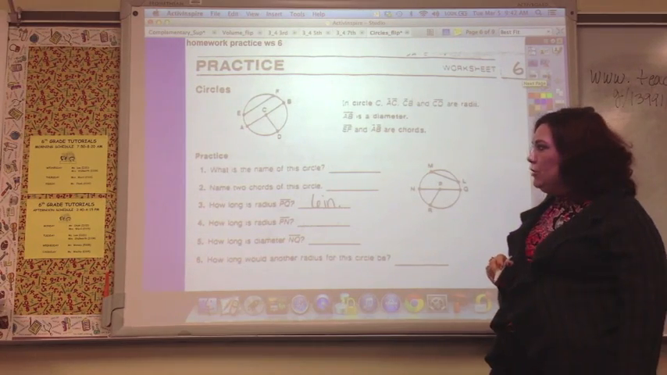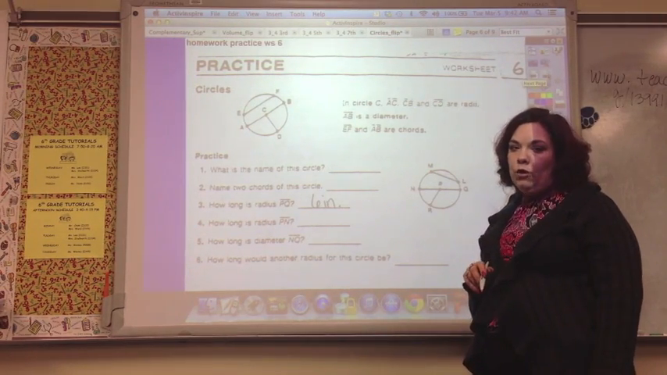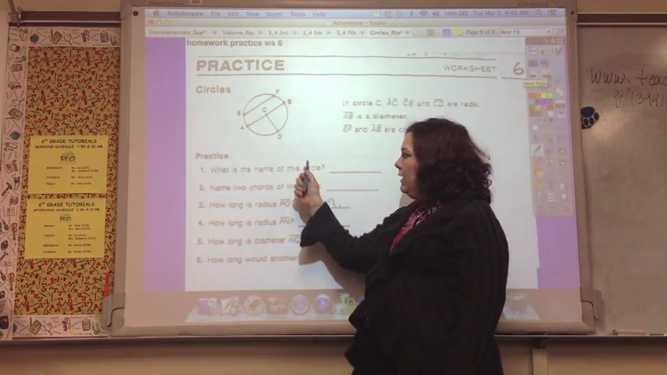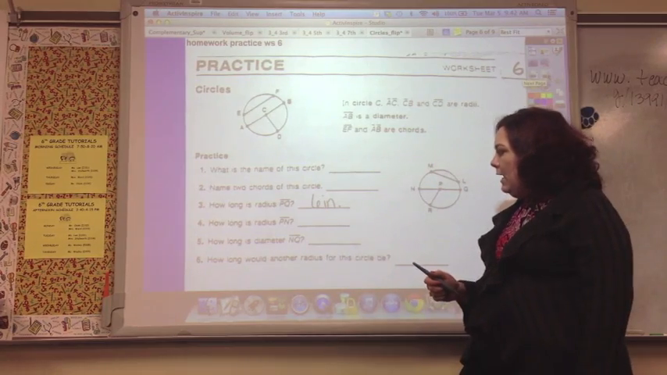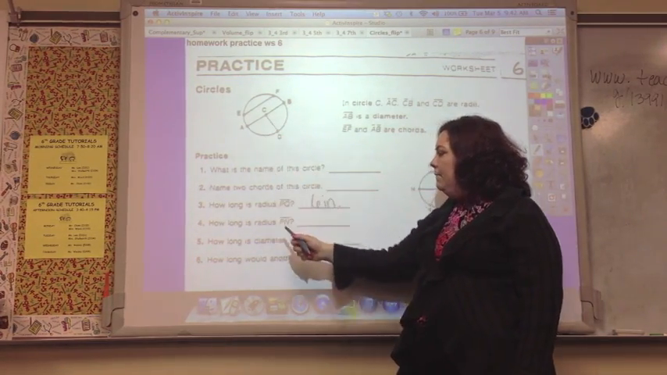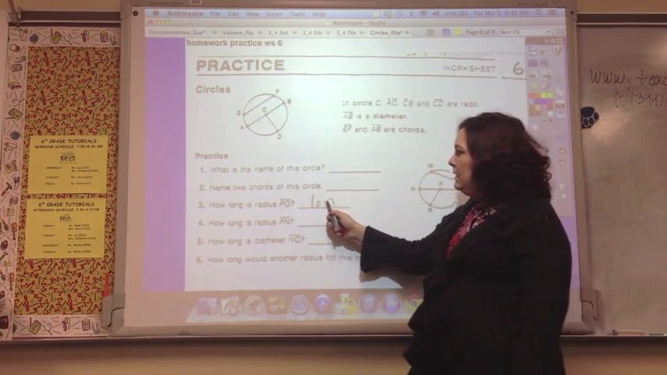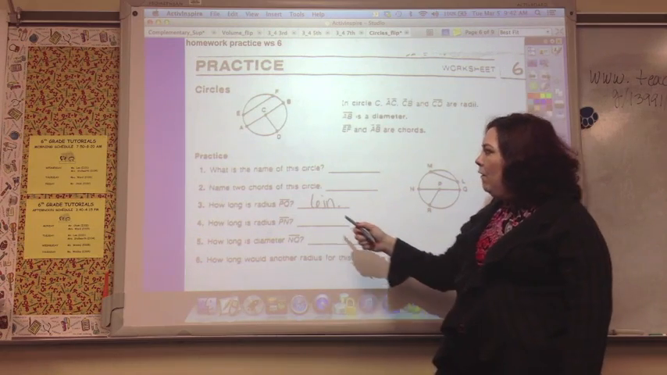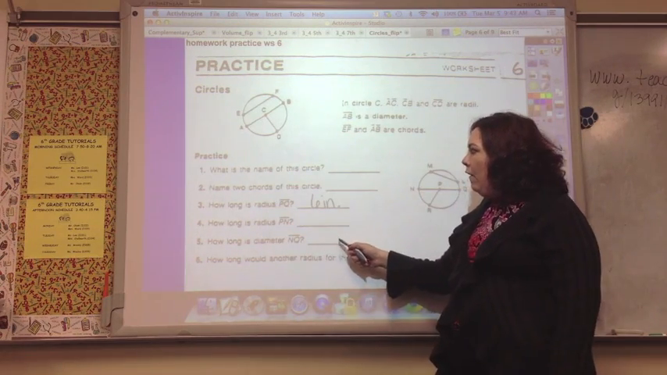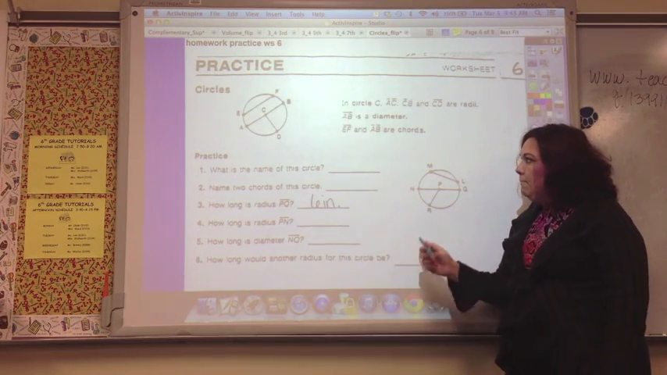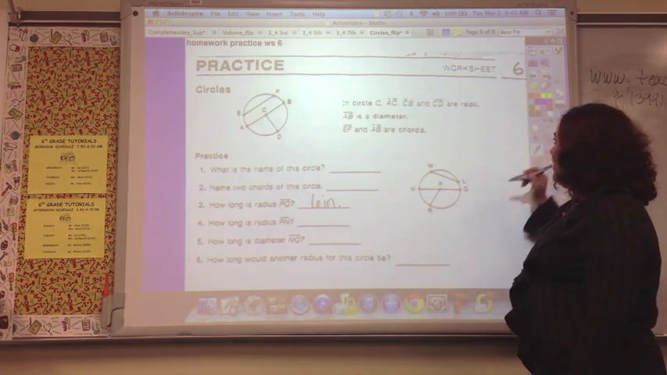So your teacher should have given you this worksheet. And remember, the name of the circle is the center point. And 2 chords on the circle. Chords go from side to side. And then how long is the radius? It's given to you that this radius is 6. Given that, how long is another radius? How long is the diameter? And how long would any other radius be? So you'll fill this in on your worksheet.